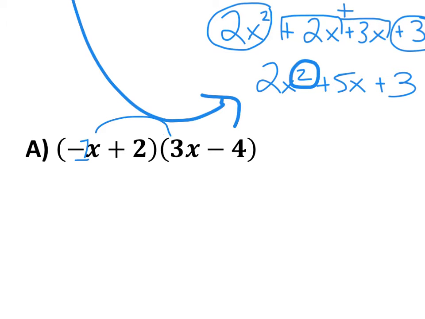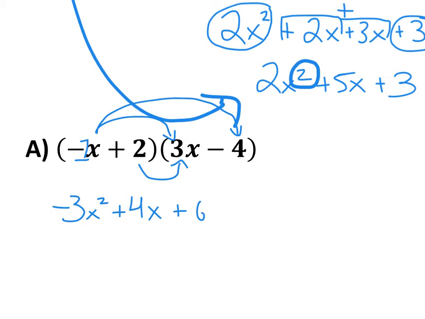So negative 1 times 3 is negative 3. X times x is x squared. But you don't separate them, you keep them together, right? So that's a negative 3x squared. Then we'll do negative 1 multiplied by negative 4, which is positive 4x. Then we'll do 2 times 3, which is 6x, and 2 times negative 4, which is negative 8.